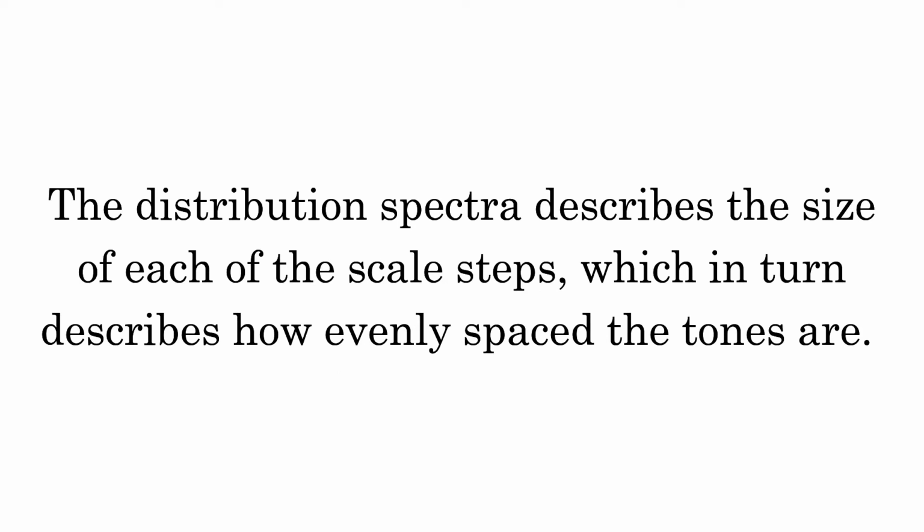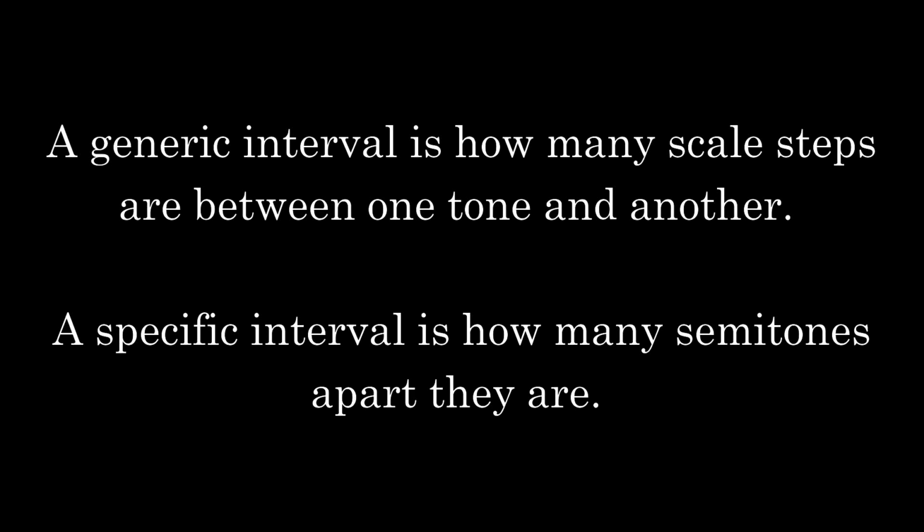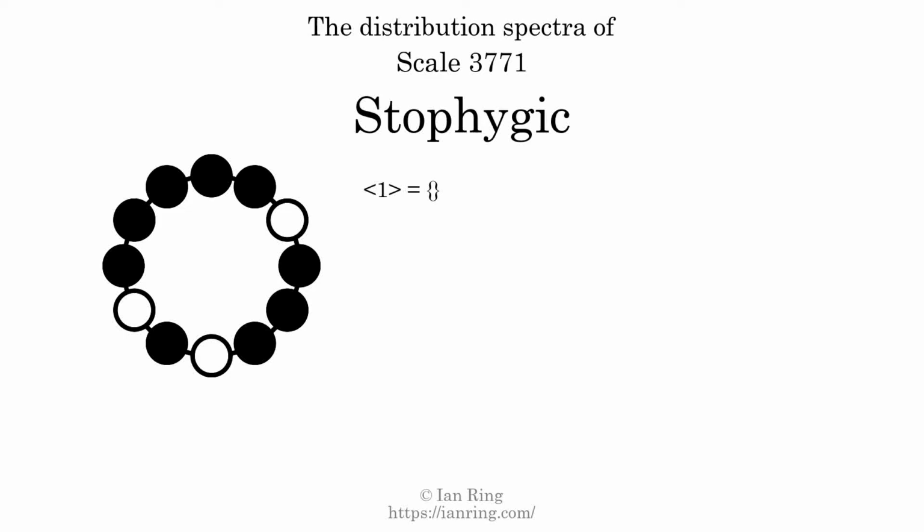The distribution spectra describes the size of each of the scale steps, which in turn describes how evenly spaced the tones are. A generic interval is how many scale steps are between one tone and another. A specific interval is how many semitones apart they are. The generic interval of one scale step comes in 2 different specific interval sizes. 1 semitone and 2 semitones. The spectrum width of this generic interval is the highest, 2, minus the lowest, 1, which equals 1.